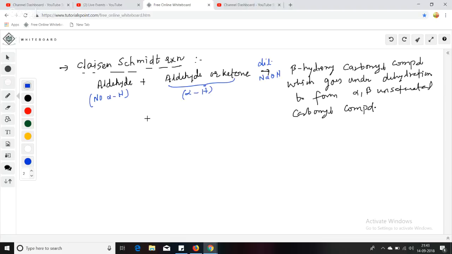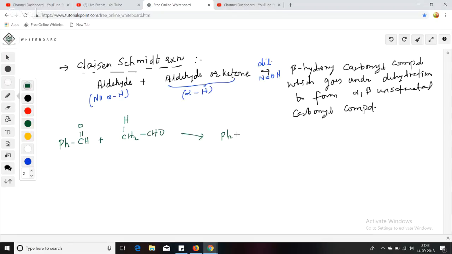So if I write down the example, we have benzaldehyde, PhCH=O, plus acetaldehyde, CH3CHO, with one hydrogen here, right? So it is also the same kind of reaction. This alpha hydrogen comes over here, and this carbon and carbon join, so it forms what?